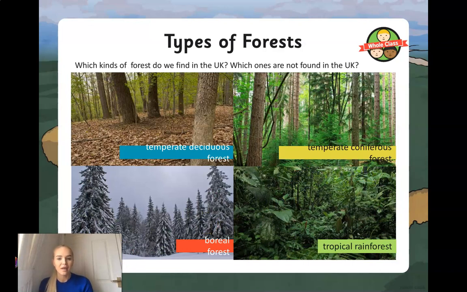Fantastic if you did. Now, which of these forests do we find in the UK? And which ones are not found in the UK? Pause the video and have a think.